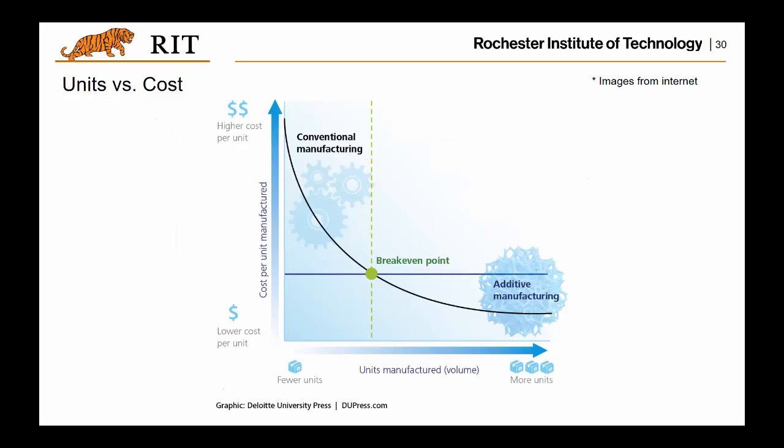Another thing is the units versus cost. That is the production volumes versus the cost of the production. Again, if you are talking about high volume manufacturing, probably you want to look at conventional manufacturing. It tends to have a higher cost if you only have a very small production requirement for a product. And again, for additive, it's almost unchanged, no matter whether you have a lower production volume or a higher production volume.